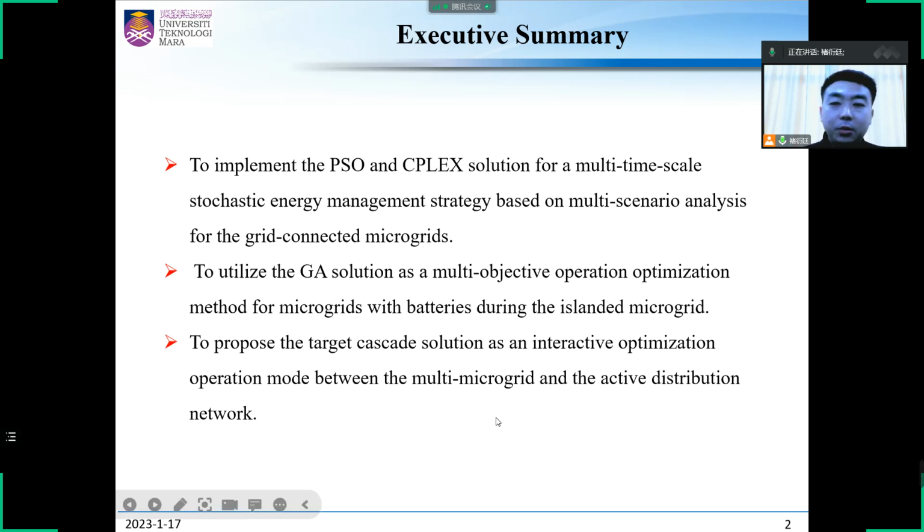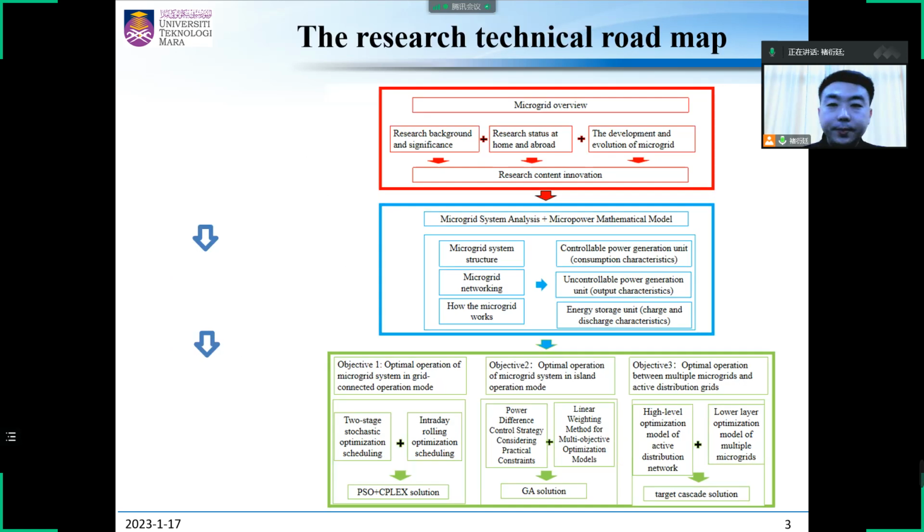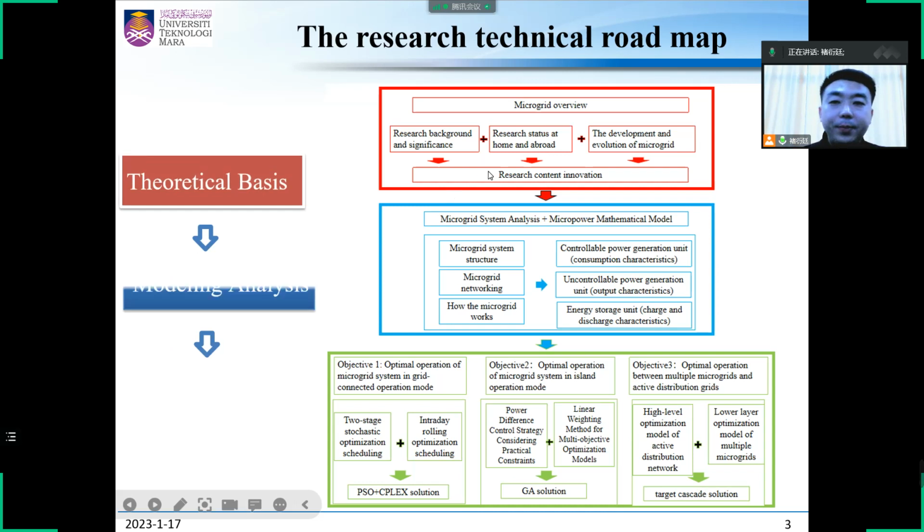And the second one is to utilize the GA solution as a multi-objective operation optimization method for microgrids with battery-driven isolated microgrid. And the third one is to propose the target cascade solution as an interactive optimization operation mode between the multi-microgrid and the active distribution network.